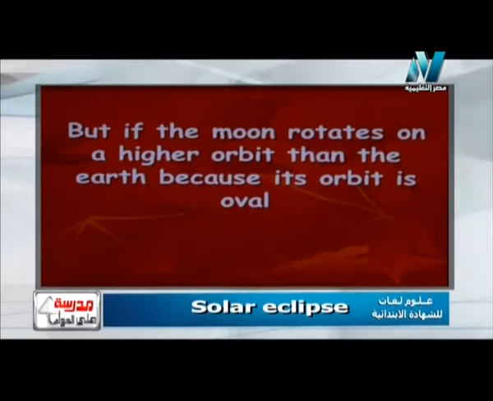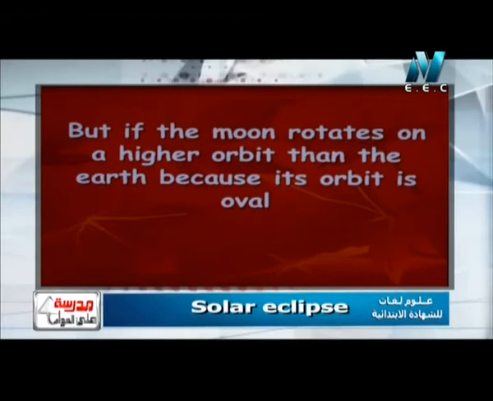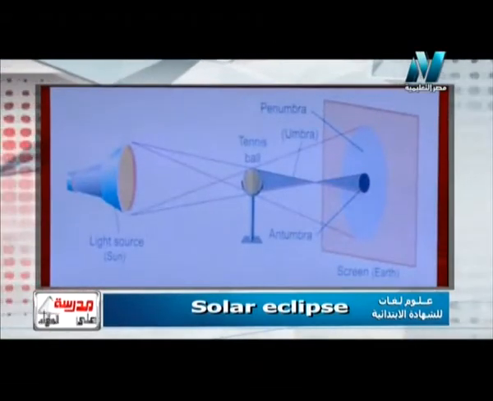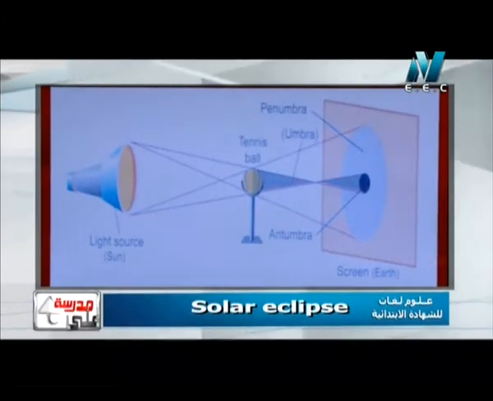But if the moon rotates on a higher orbit than the earth because its orbit is oval, هنا يكون منطقة ثالثة خالص هنسميها unumbra. طب نوصل لها ازاي ديت؟ نرسم تاني مع بعض عشان نشوف ازاي نوصل للمرحلة الثالثة او المنطقة الثالثة اللي سميناها unumbra. يبقى عندنا umbra penumbra وفي حالة خاصة, in special case, في حاجة اسمها unumbra.